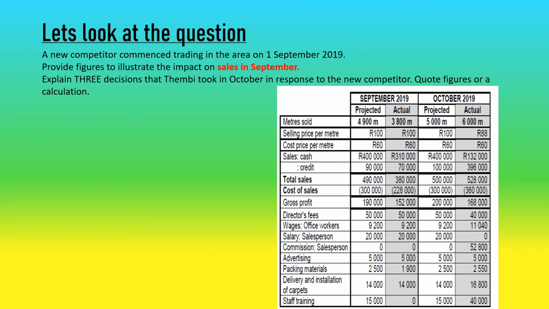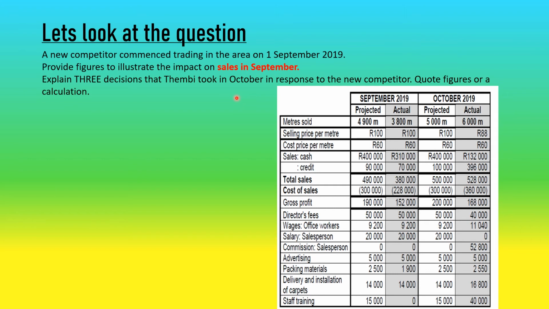Let's look at another question. A new competitor commenced trading in the area on the 1st September. Provide figures to illustrate the impact on sales in September. Explain 3 decisions that Tembe took in October to respond to the new competitor. Quote figures or calculations. Once again, this question is in 2 parts. Provide figures to illustrate the impact on sales in September.